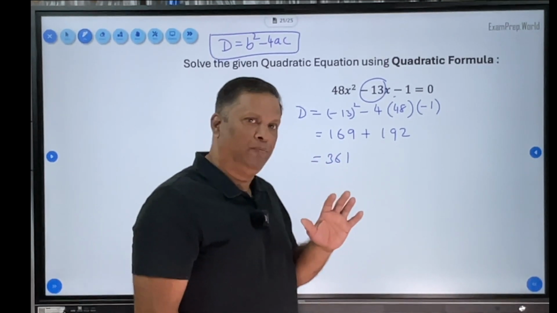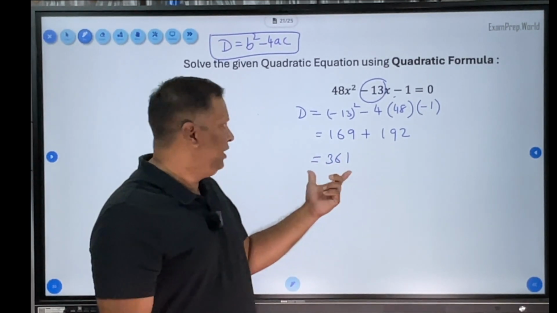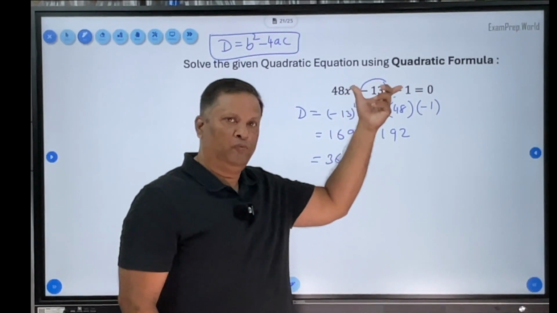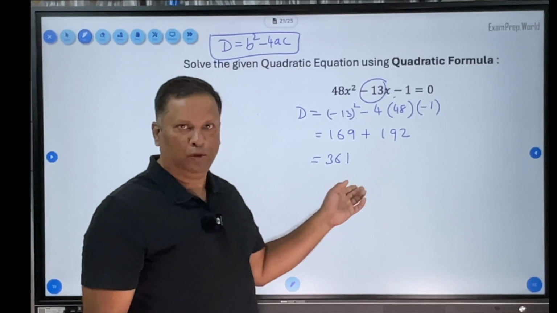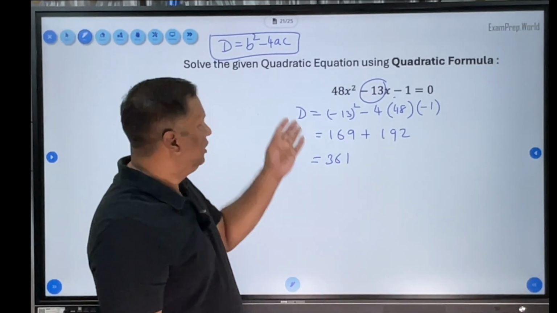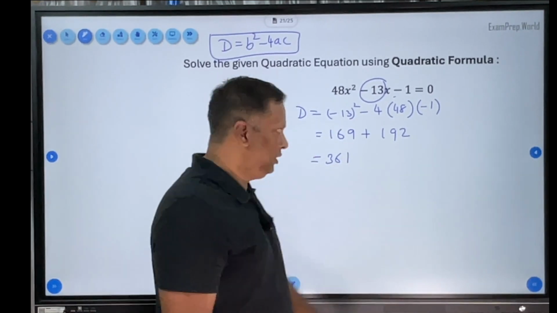D is having a lot of importance. If you are able to find D, suppose somebody wants you to factorize this, you should be able to factorize because it's a perfect square number. It has a root, which is 19. Anyhow, let's come back to our quadratic formula method.